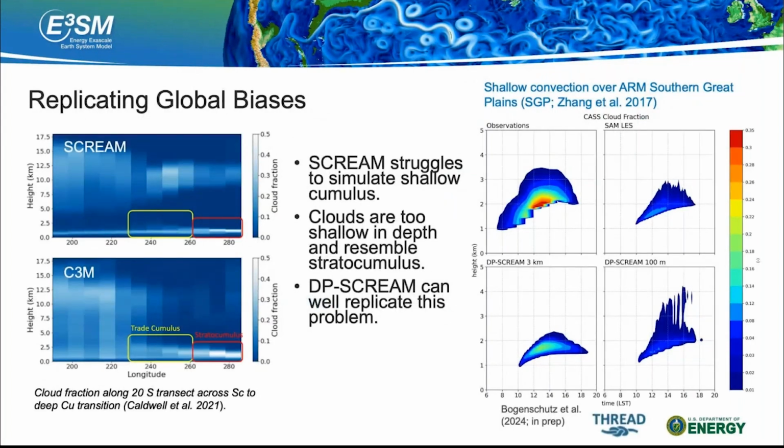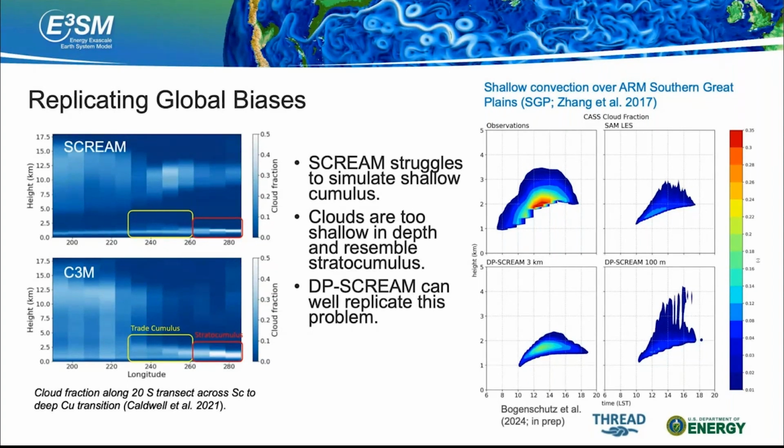So another important application of DP-Scream is using it to replicate and understand systematic cloud biases in the global model. It was shown in the Scream v0 paper that Scream struggles to simulate shallow cumulus, as these clouds are typically too shallow in depth and more closely resemble stratocumulus, as seen on the figure on the left-hand side of the screen when compared to observations. On the right-hand side of the screen is a replication of this problem using DP-Scream.